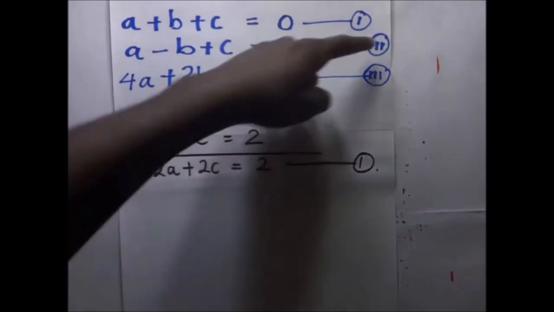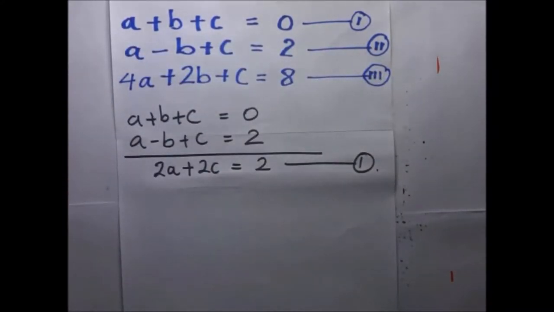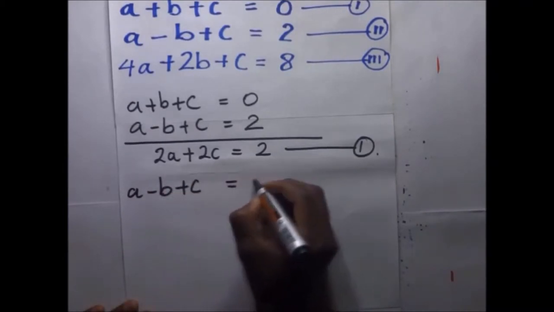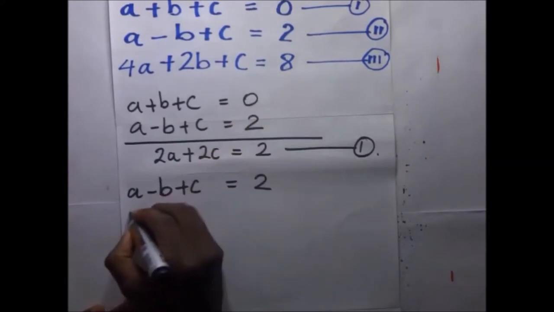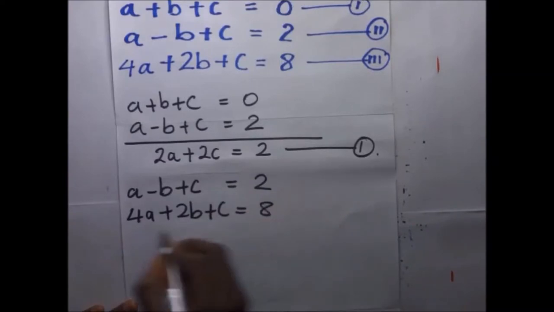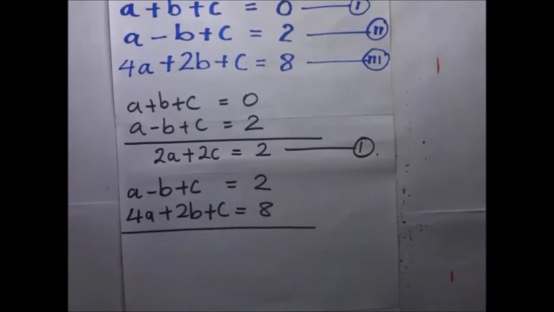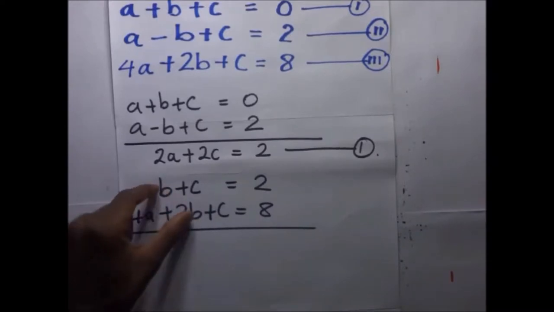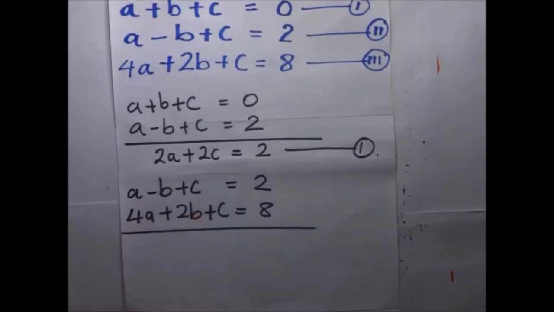So now we pair equation 2 and equation 3 to get another equation, but with the intention of eliminating B. When we pair those two, A minus B plus C is equal to 2. Then we have this one, 4A plus 2B plus C is equal to 8. Now for us to be able to eliminate B here, the coefficient of B here is 2, here the coefficient of B is negative 1. If the coefficient of B here was negative 2, it would simply be negative 2B plus 2B, which would make this 0. The value of B would disappear.